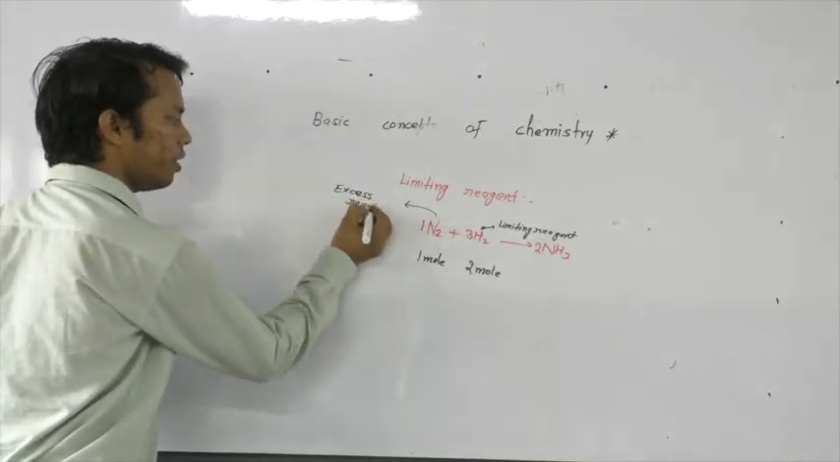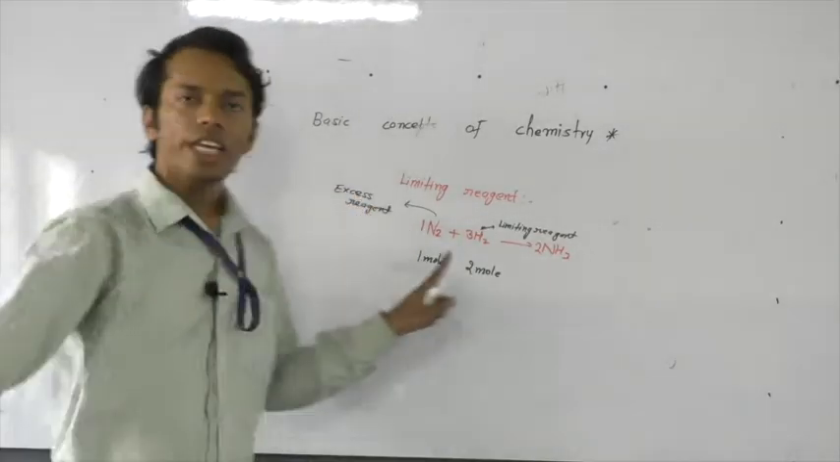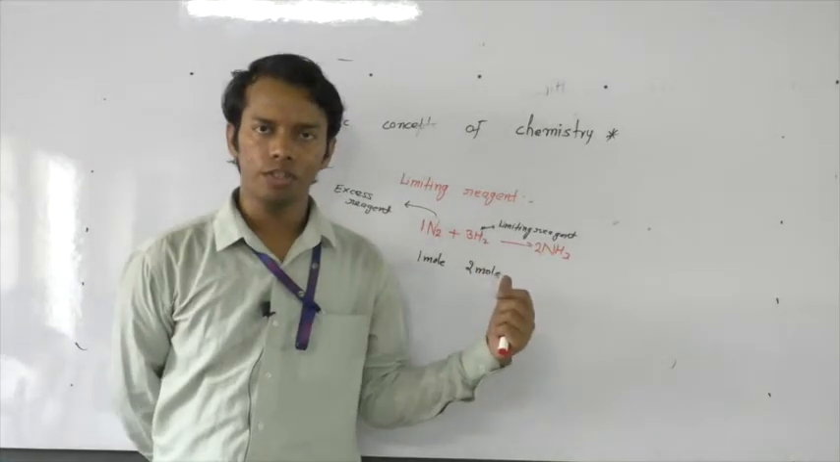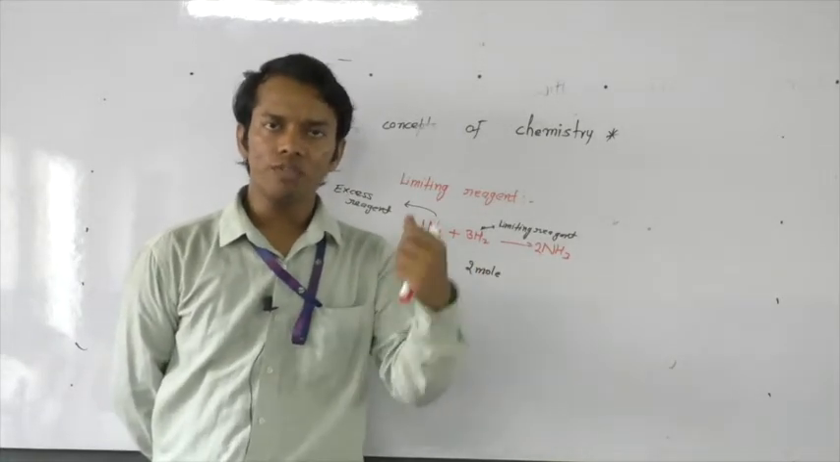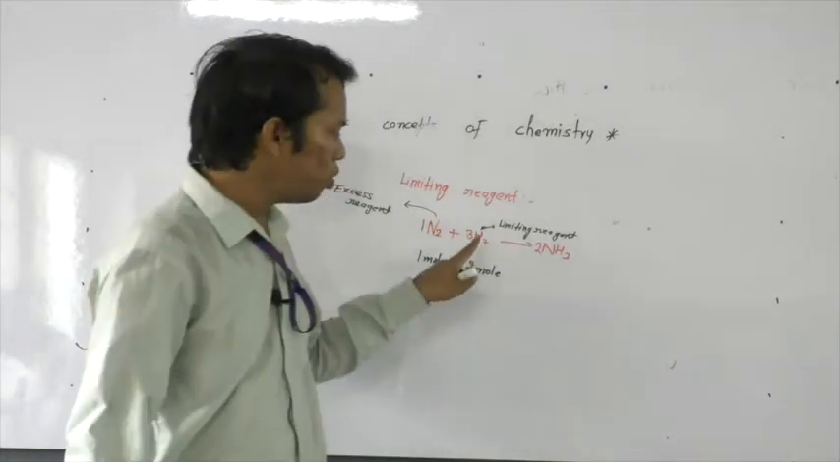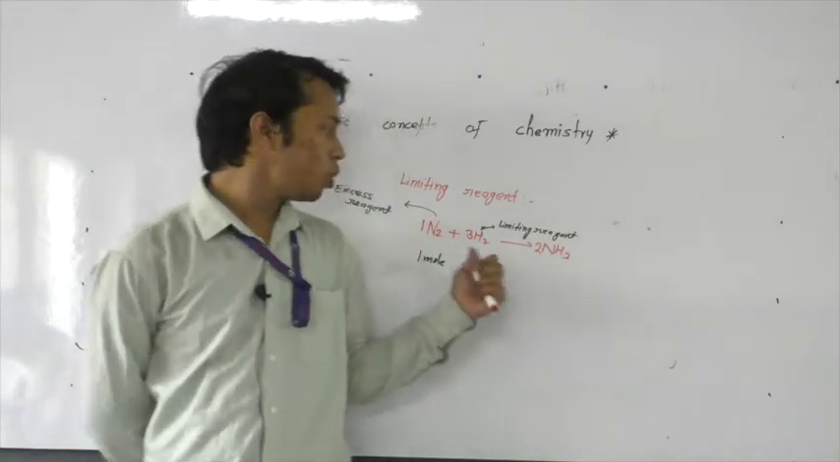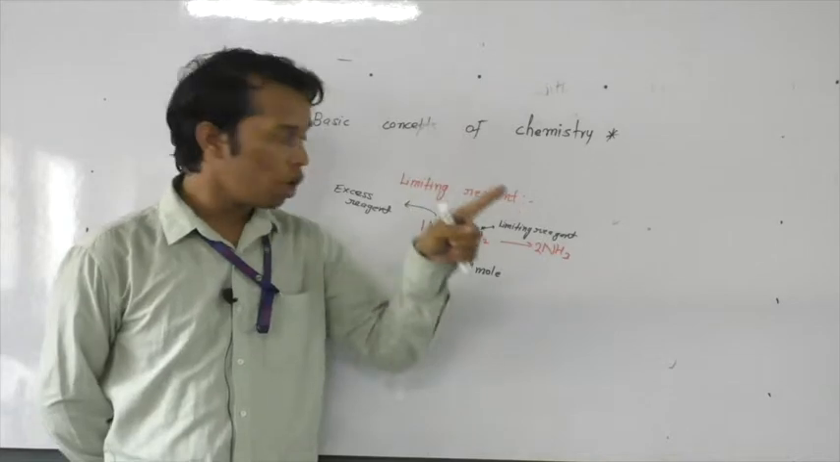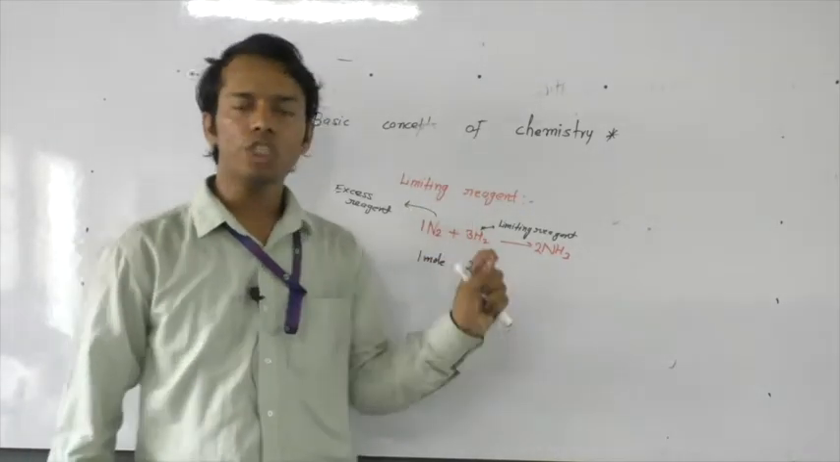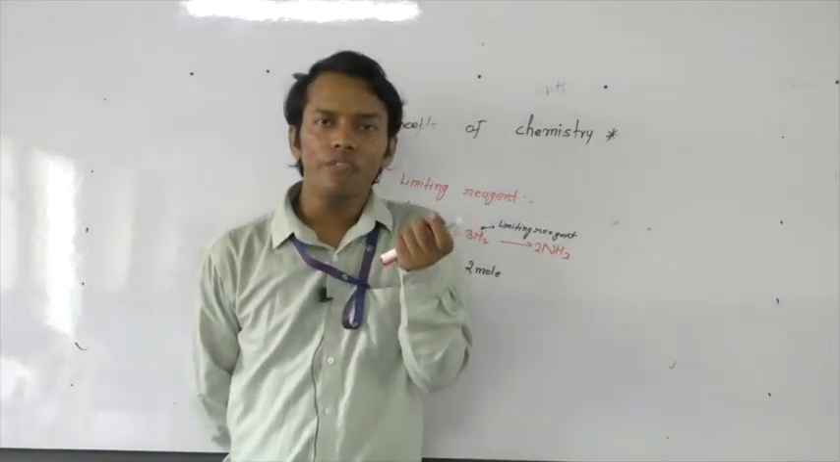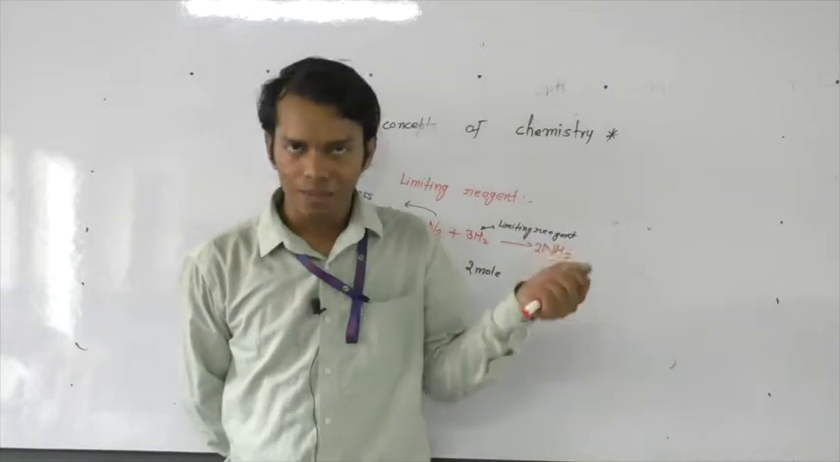Excess reagent. Here, H2 will stop the reaction. Because of H2, the reaction will get stopped. That means H2 will decide the number of moles of product, or the number of moles of N2 consumed. Everything H2 will decide, because H2 is the limiting reagent. H2 is in very small amount if you compare with the balanced chemical equation.